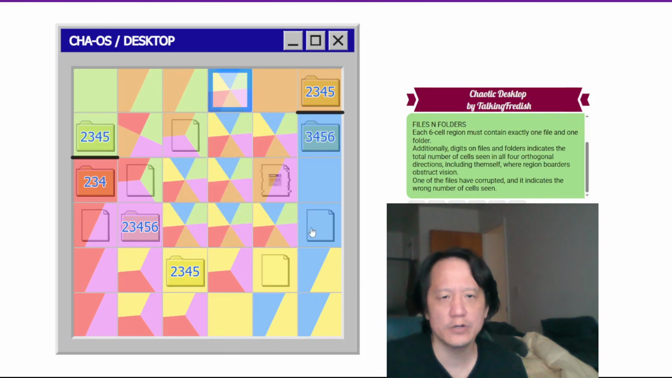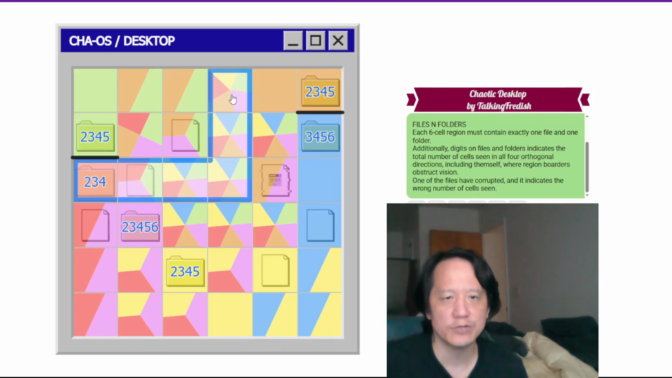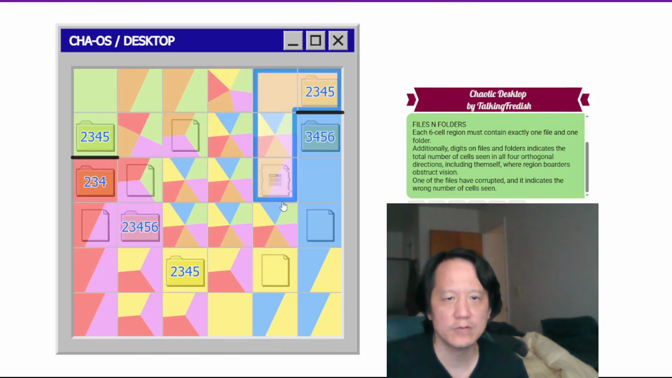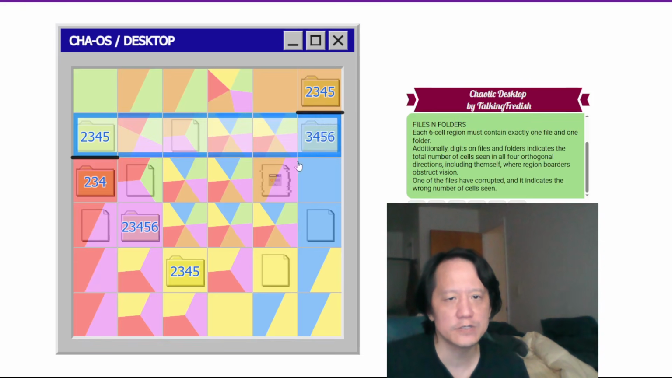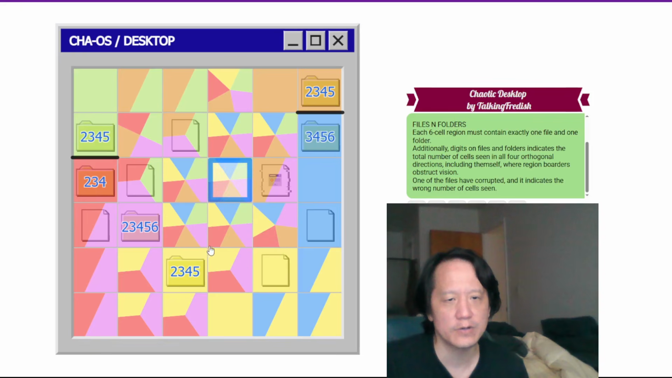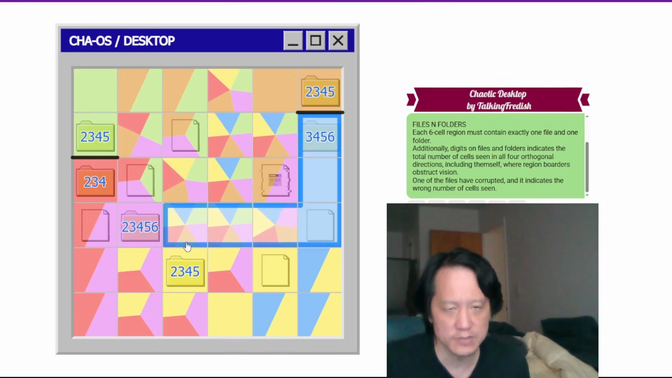Blue cannot go here because that would block off orange. Red could reach there, but that would block off... Well, red could go there. Yellow... Pink... Green can reach 6, 6, or 6, so green cannot be there. Red technically could get there. Blue 1, 2, 3, 4, 5, 6 cannot get to here. Cannot get to here. It could get to here. 1, 2, 3, 4, 5, 6 that way.